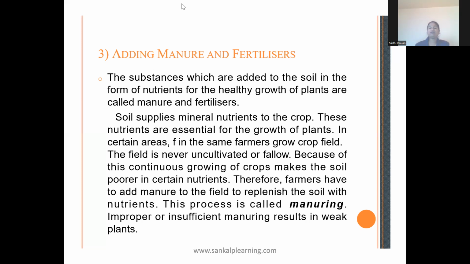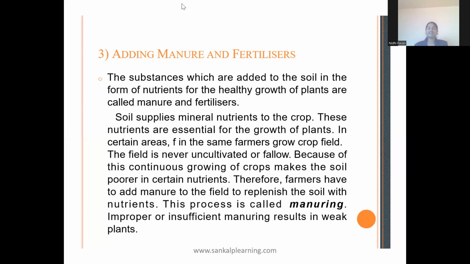Continuously growing the crop in the same field, in the same soil, for many years, what happens? The nutrients in the soil will decrease or become low. So that is why adding manure and fertilizer is necessary. That is why the farmers have to add manure and fertilizer. The process of adding manure and fertilizer is called manuring.